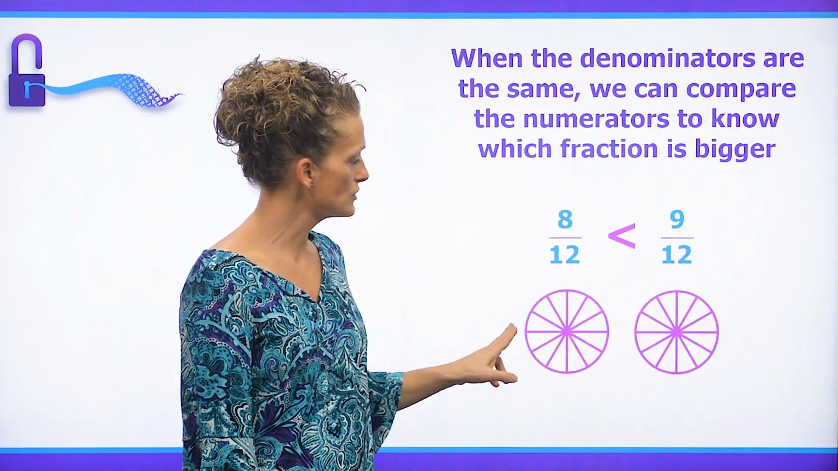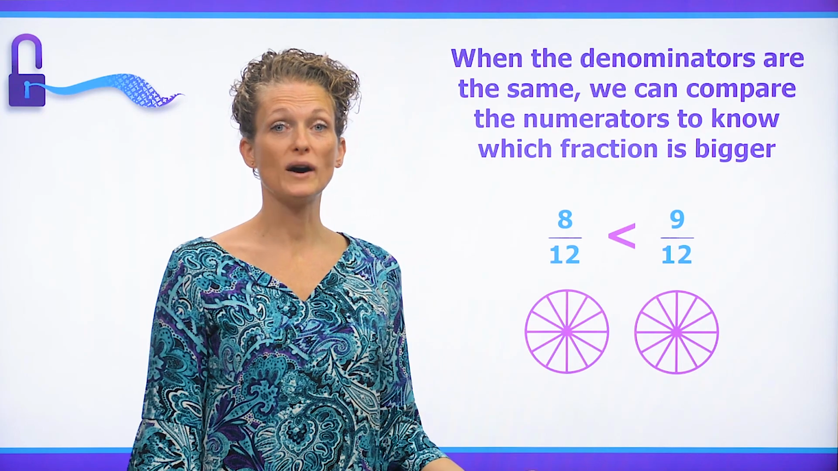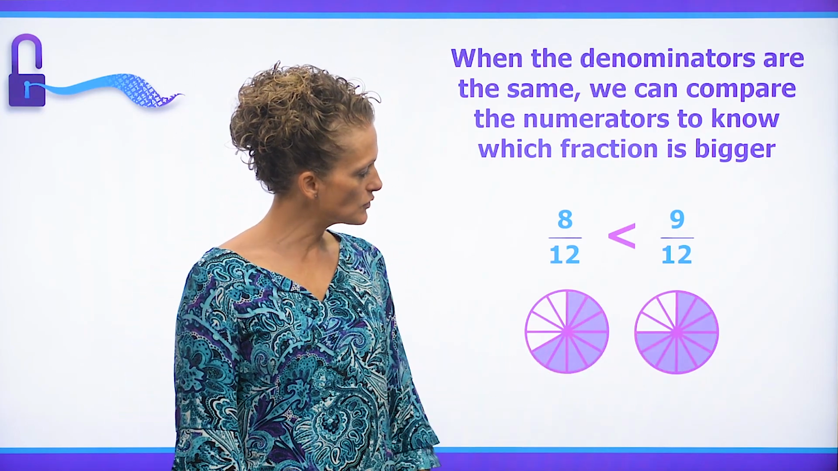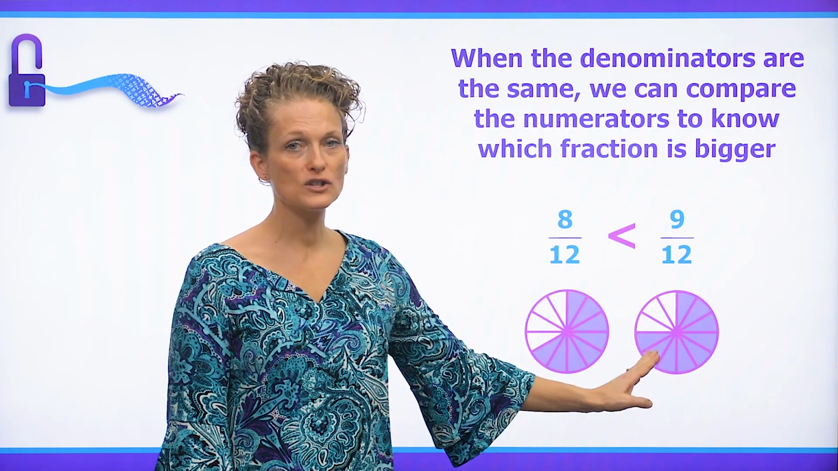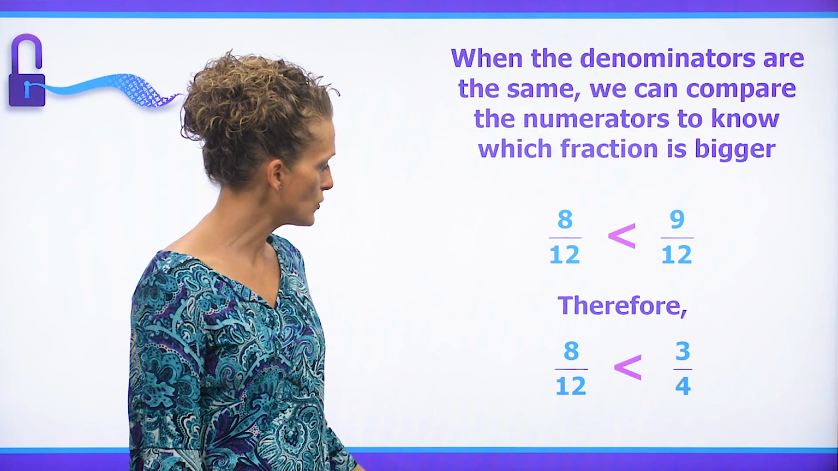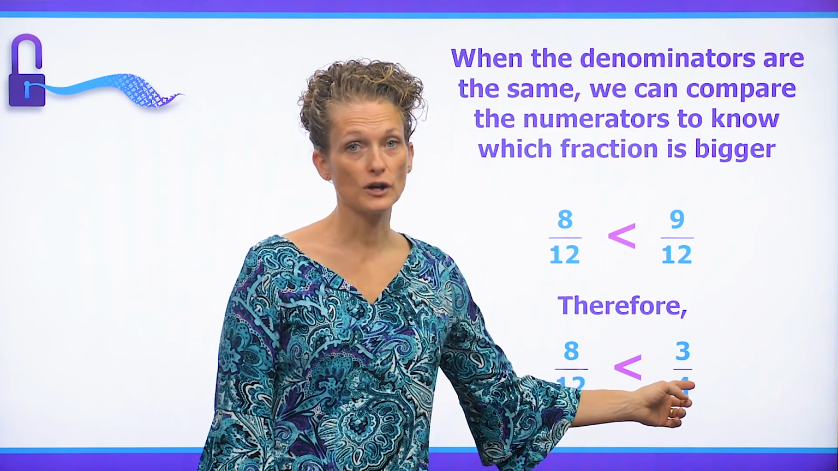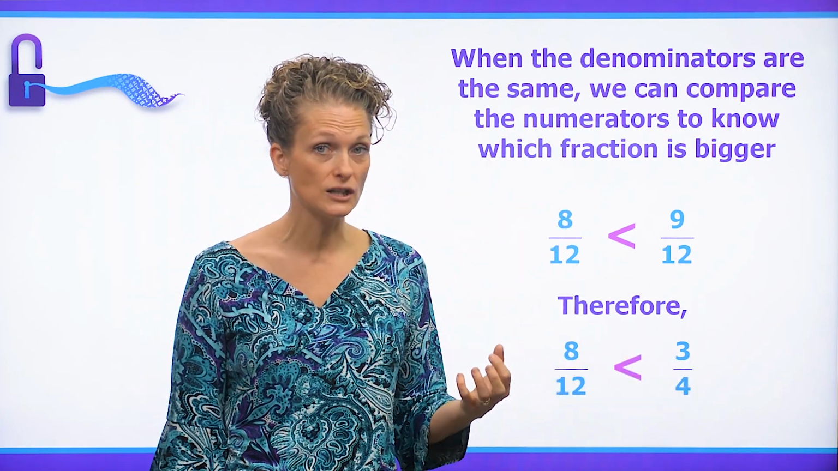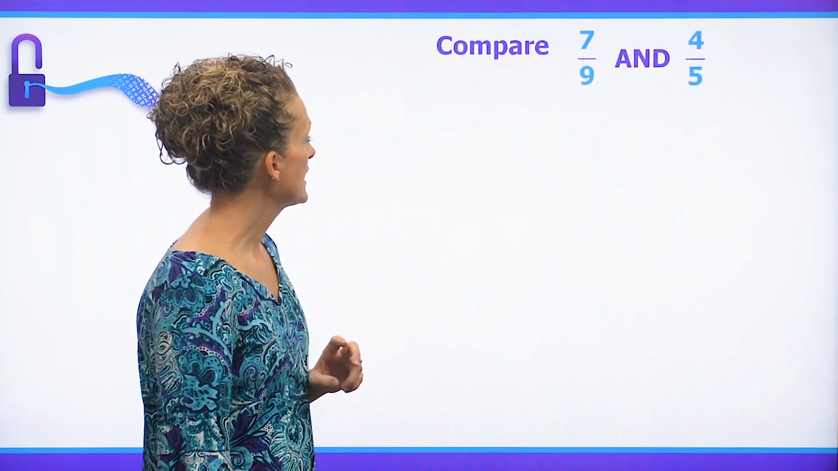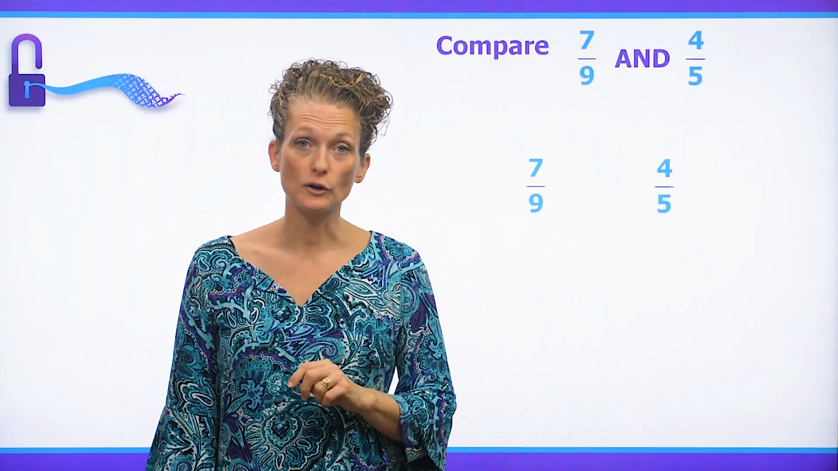Again, let's look at it in the circles. We've got these two circles divided into 12 equal pieces, and we're going to shade 8 of them here. We shade 9 of them here, and we can see that more of the circle is shaded in the 9/12. So 8/12 is less than 3/4, because we're going back to our original question where we had to compare 8/12 and 3/4. Now compare 7/9 and 4/5.